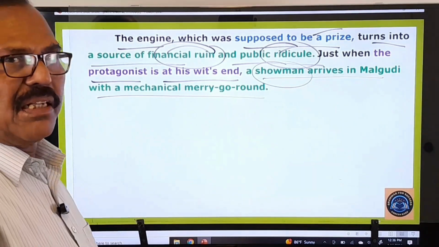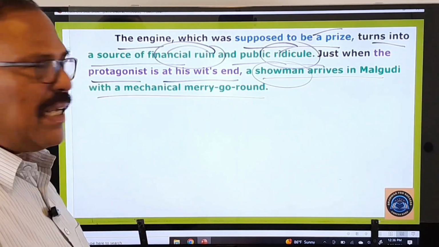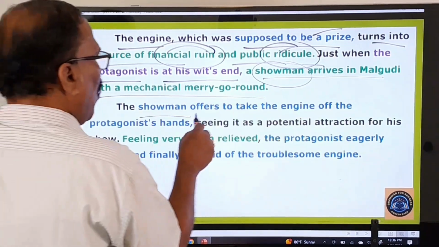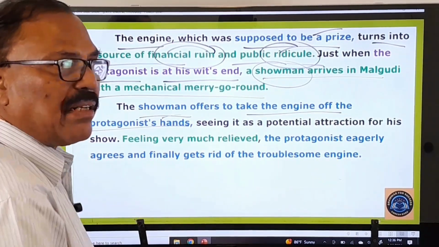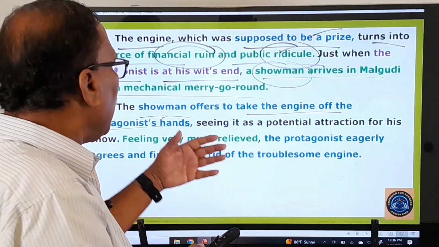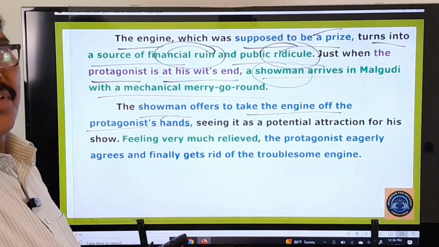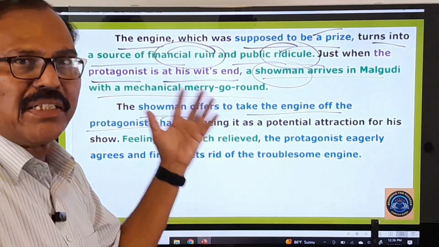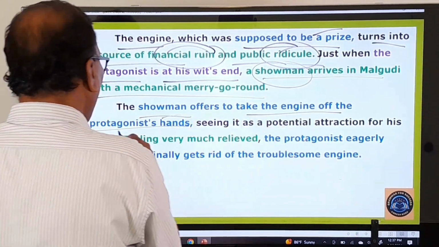That's a lucky thing for this protagonist. And what happened to this protagonist? Let us see that here. The showman offers to take the engine off the protagonist's hands. The showman has seen this road roller, and here he took interest in buying that road roller. He wants to take it from that protagonist. Okay, the showman offers to take the engine off the protagonist.